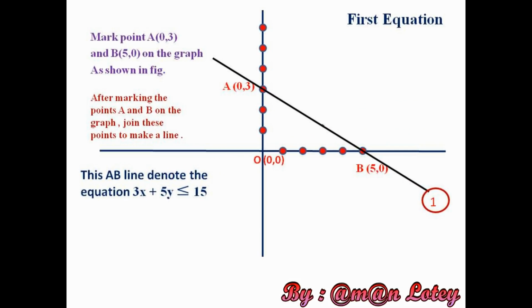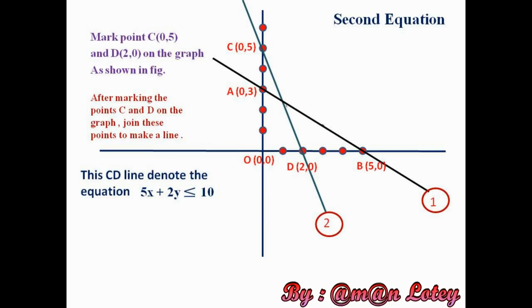Now we have to mark the points A, B, C, D on the graph, which are obtained from the first and the second equation. Let's start with the first equation. We get 2 points from the first equation. These are A and B. Mark point A (0, 3) and B (5, 0) on the graph as shown in the figure. After marking the points A and B, join these points so as to make a line. This AB line denotes the equation 3x plus 5y is less than or equal to 15.